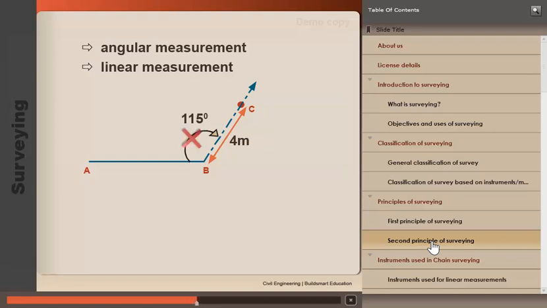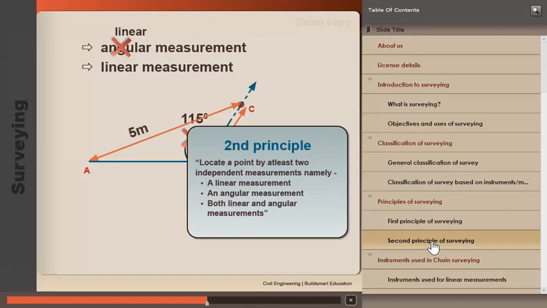Also note that, in case we don't have the angular measurement, we can still go to point C, if we know the linear measurement AC. In that case, we would need to know a linear measurement, and again a linear measurement. This is what is meant in the second principle of surveying. It is stated as shown on the screen.